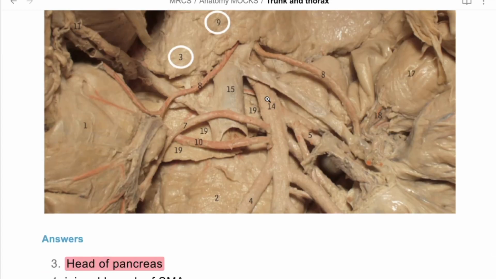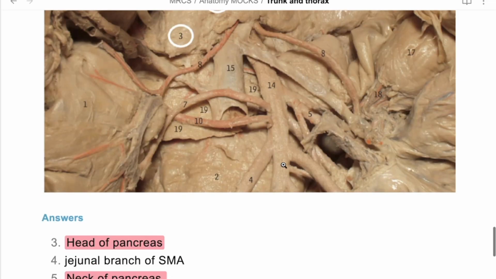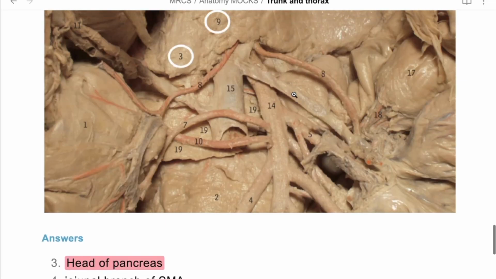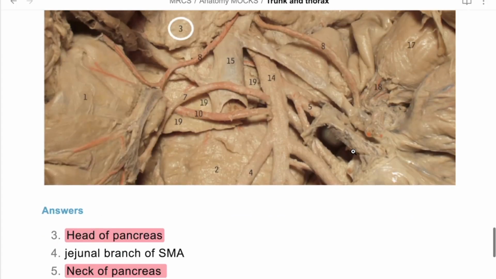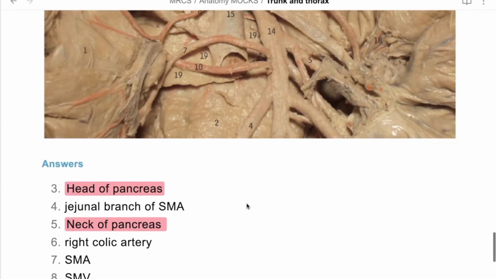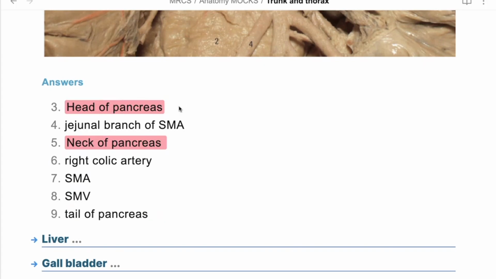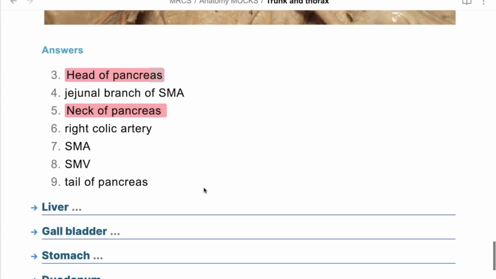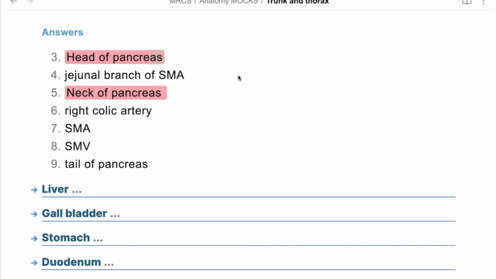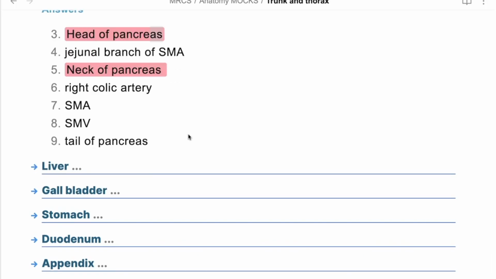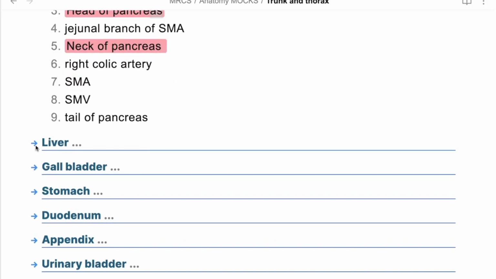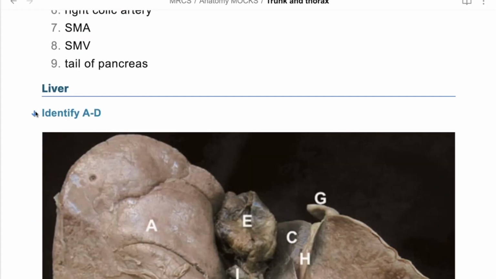Excellent, well done. And when you look here, it has some branches on the other side. So obviously 7 will be the middle colic artery, the right colic artery, and the usual branches and so on. But the main thing that you need to know is the head of the pancreas and the neck of the pancreas. So we can cover the liver quickly as well, and then we're going to go to the next person.